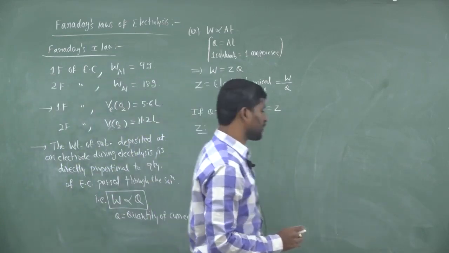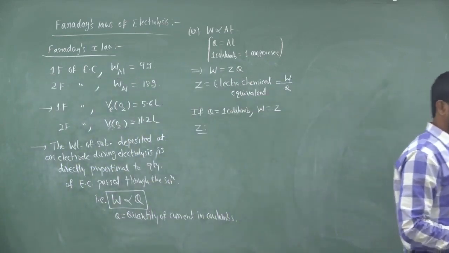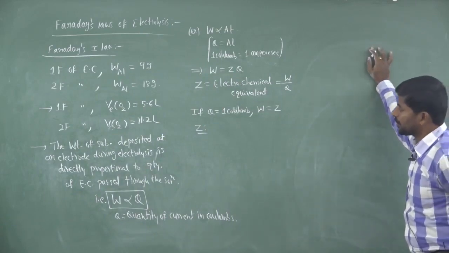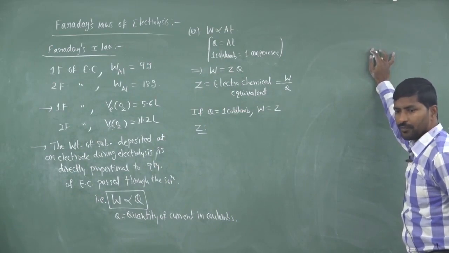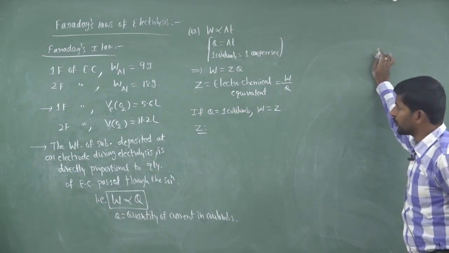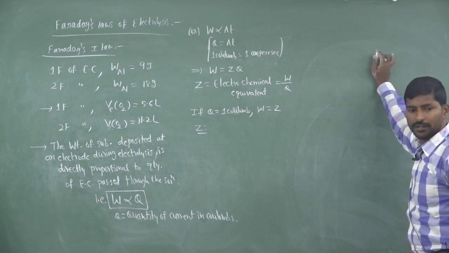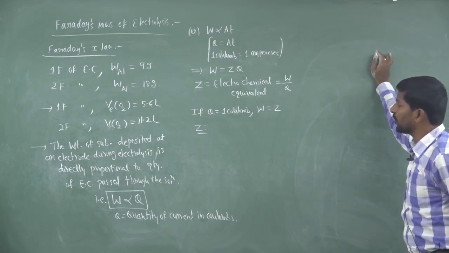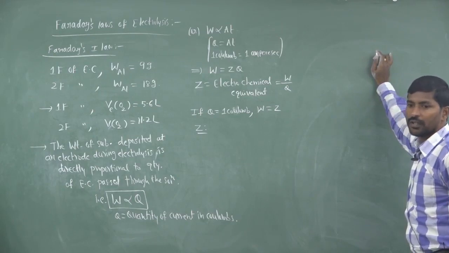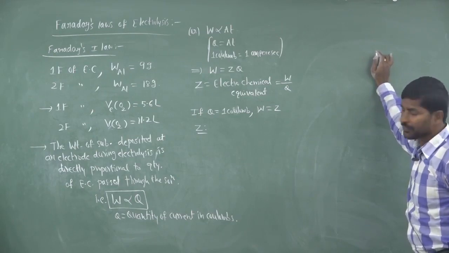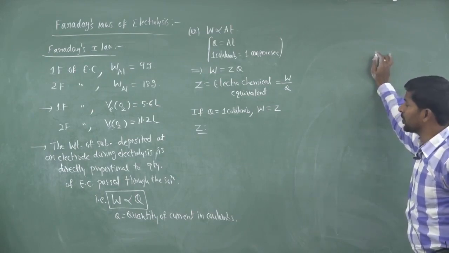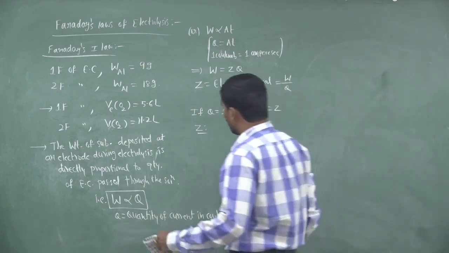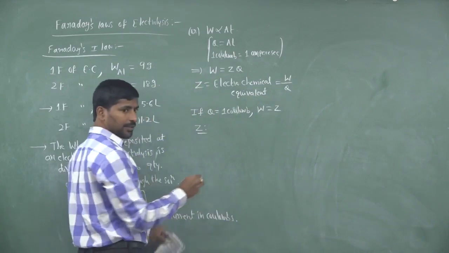It is the weight of substance deposited by passing 1 farad of electric current. Sorry, 1 coulomb of electric current. It is the weight of substance deposited by passing 1 coulomb of electric current.